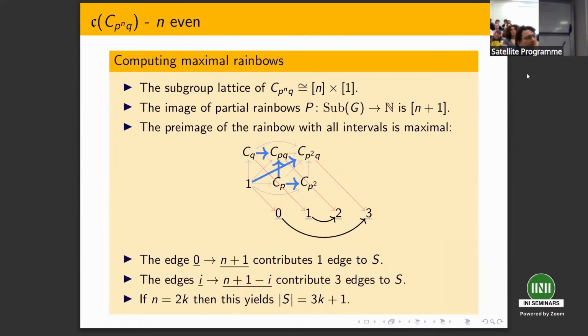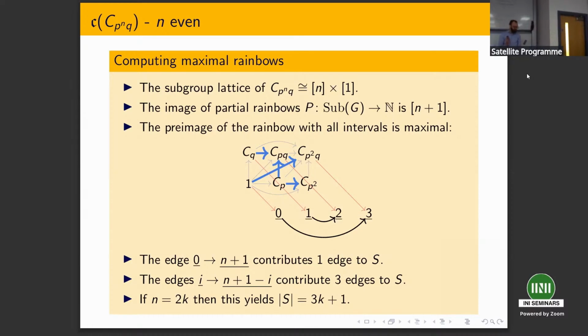And you can very quickly see, so if I do this for general n, this long edge here only ever contributes one thing. It's the edge from the trivial subgroup to the whole group. That's length 1. This contributes 1 to S, my generating set. And then these other ones, these intermediate arcs, always contribute 3 edges. You sum all this up, and you get 3^k plus 1 if n is 2k. And I did assume that n is even.